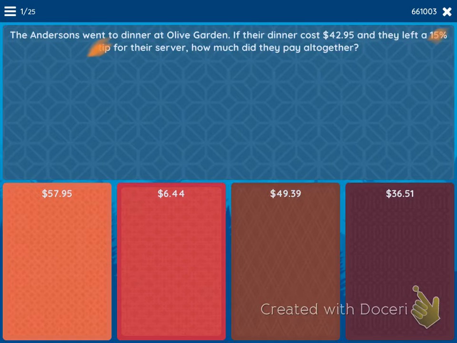So again, we're always looking to see what question are we asking. And here, how much did they pay the server altogether? I know that's what it's asking, but we need to reword that. And what it needs to be is, what is 15% of $42.95? So again, we're going to set up our is over of equals percent over 100.